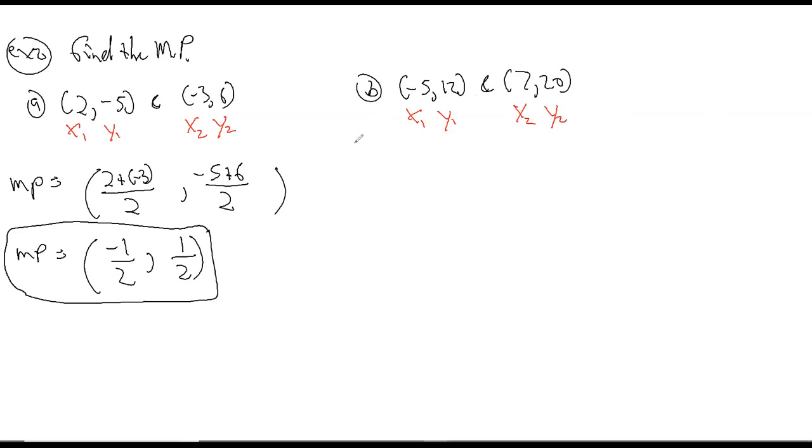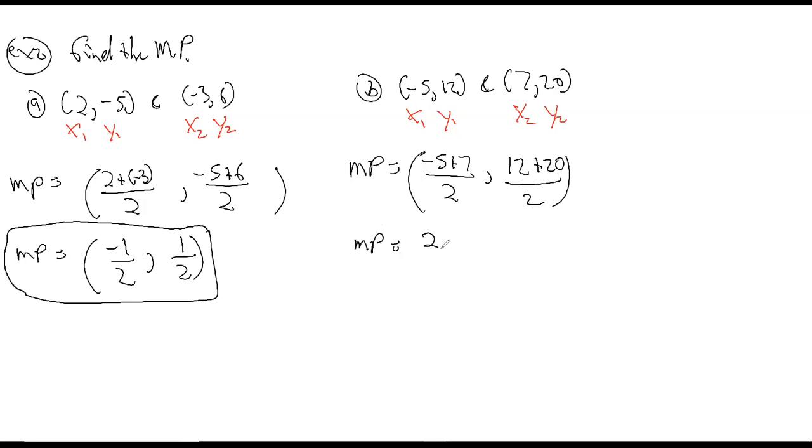Okay, so back to our B, our midpoint. Averaging the x's, that's the -5 and the 7. So -5 plus 7 all over 2, comma. Then let's average the y's, 12 and 20. So 12 plus 20 all over 2. -5 plus 7 is +2. Leave the over 2, comma. 12 plus 20 is 32. Leave the over 2.